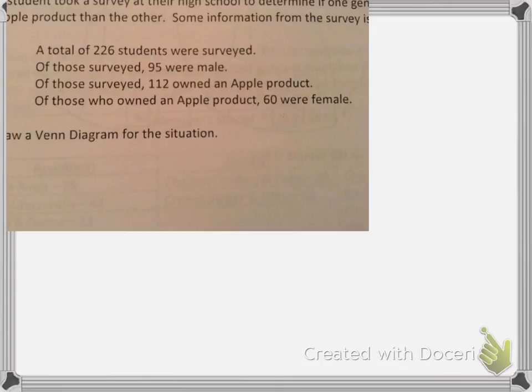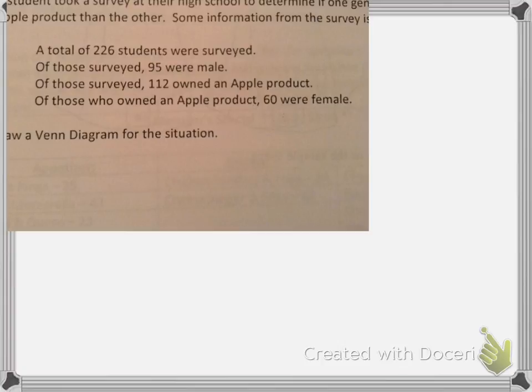So a survey was done. A student took a survey at their high school to determine if one gender group is more likely to own an Apple product than the other. Some information from the survey is as follows. A total of 226 students were surveyed. Of those surveyed, 95 were male. Of those surveyed, 112 owned an Apple product. Of those who owned an Apple product, 60 were female. So what we need to do is analyze this information to decide what should go in our two circles.